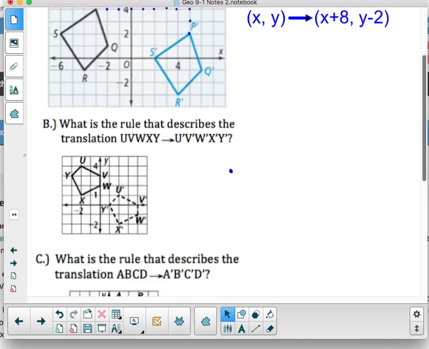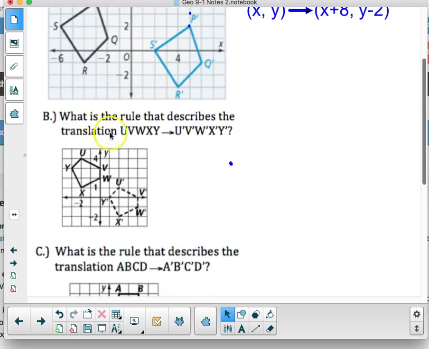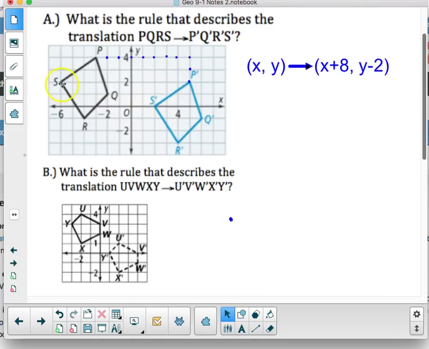I want you to try it. Write a rule that describes the translation UVWXY to U prime V prime W prime X prime Y prime. Be careful; corresponding points should line up. To check the rule you wrote, grab a couple of other points: 1, 2, 3, 4, 5, 6, 7, 8, down 2. And from Q to Q prime: 1, 2, 3, 4, 5, 6, 7, 8, down 2. Your turn. You do letter B.